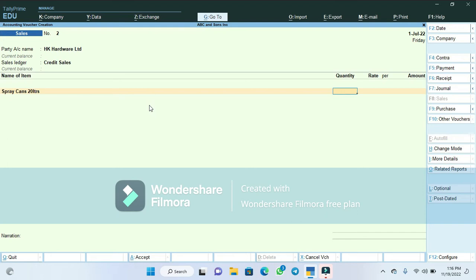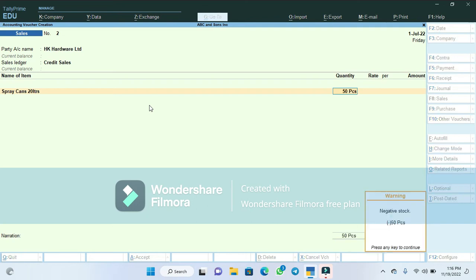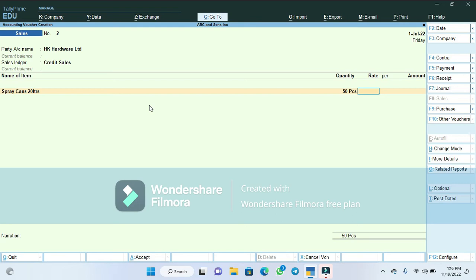Enter. Spray cans. Quantity, how many pieces or cans did we sell? We sold 50. At what rate? It's still saying negative stock. I explained that and we're going to resolve it based on our assumption. So we're going to assume that each can is 35,000. Let's not make it too expensive. I think it's still expensive, but anyway, for learning purposes, let me say 25,000. Enter.